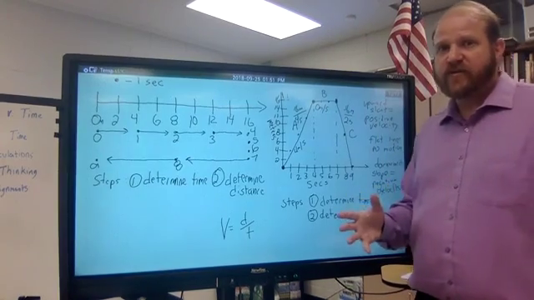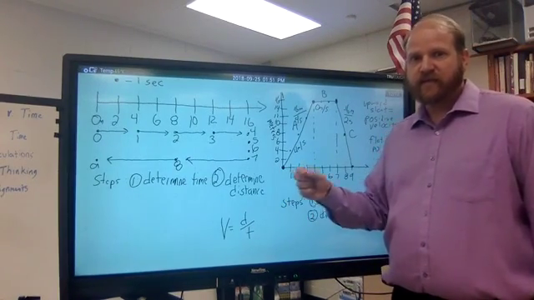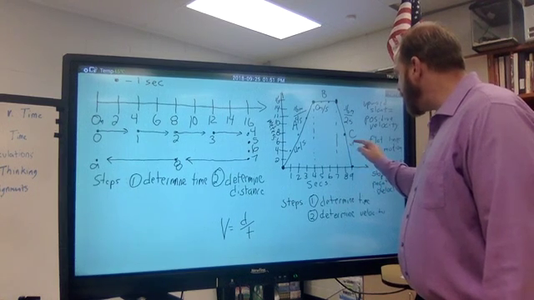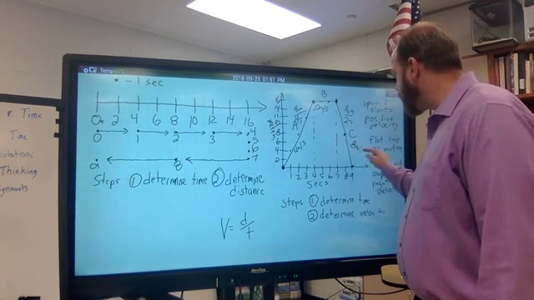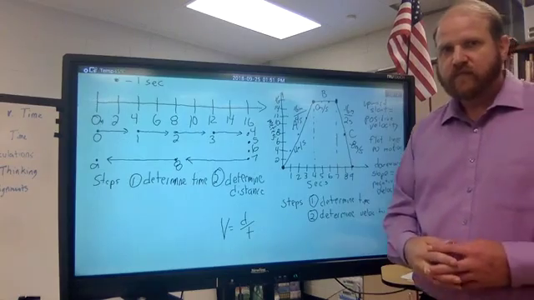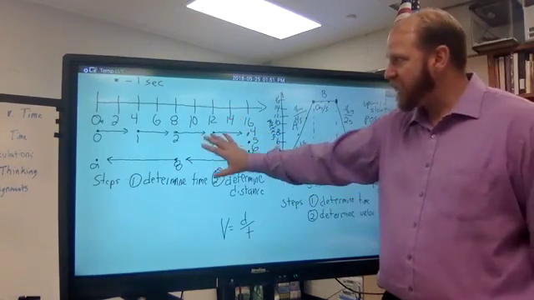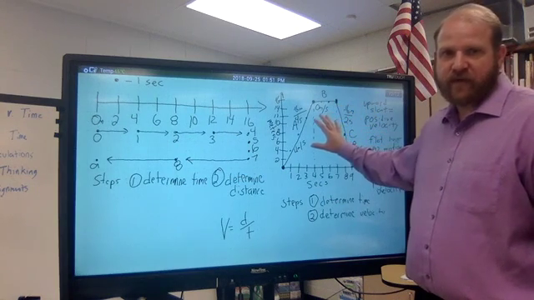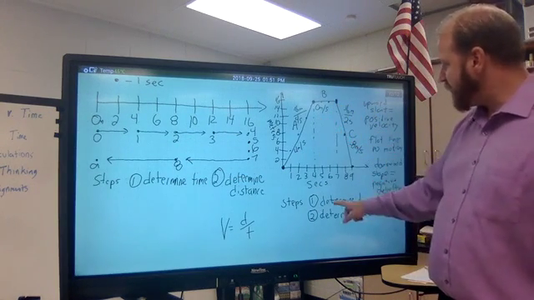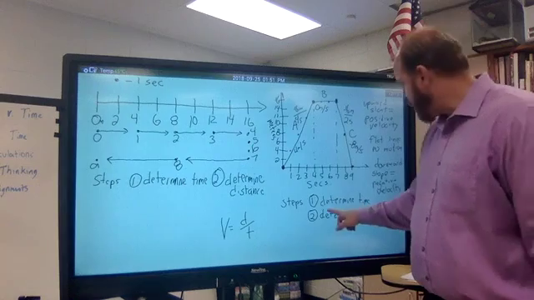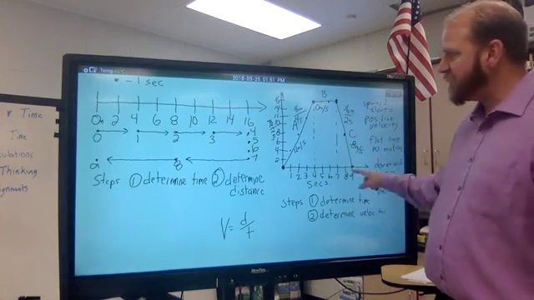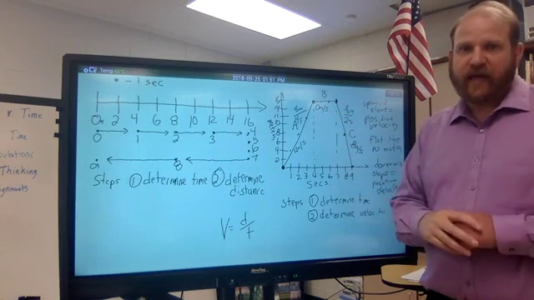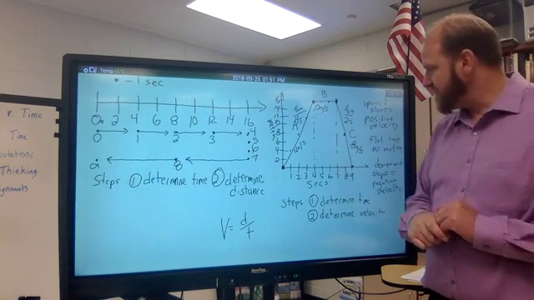I divide those two numbers, 16 divided by 2, and I'm going to end up with a velocity of negative 8 meters per second. So there I've translated my motion map into a position versus time graph. I've calculated the time, I've calculated the velocity for each segment. Now I'm going to translate this information into a velocity versus time graph.